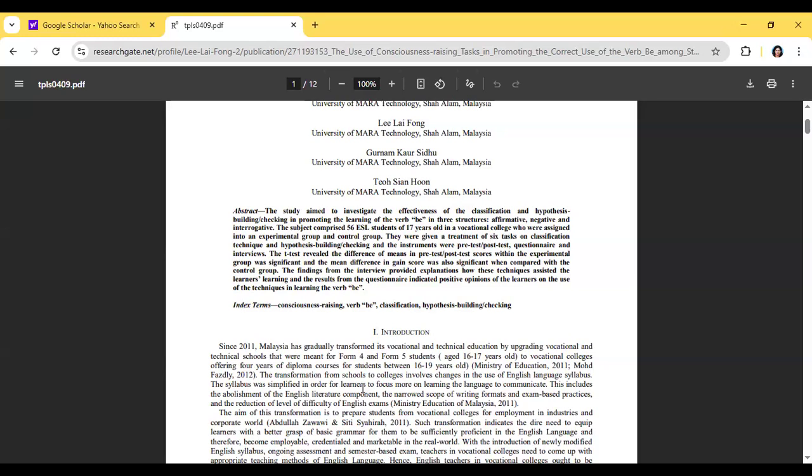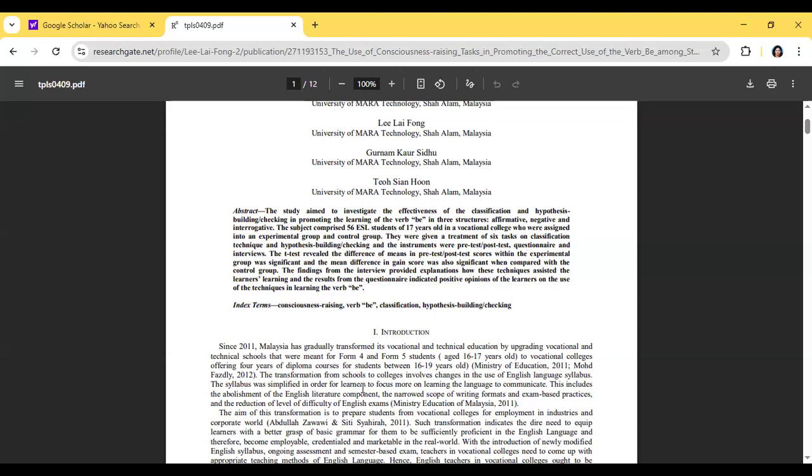Questionnaire and interviews were done. The t-test revealed, t-test means that they are analyzing methods, right? They have analyzed the data using t-test. The pre-test and post-test scores within the experimental group were significant, and the mean difference in gain, okay, right. So they have found interviews provided explanation how these techniques assisted the learners' learning, and the result from the questionnaire indicated positive opinion of the learners on the use of the technique in learning the be verb.